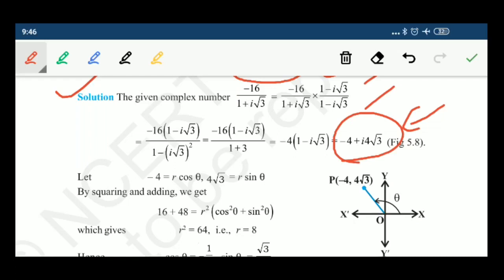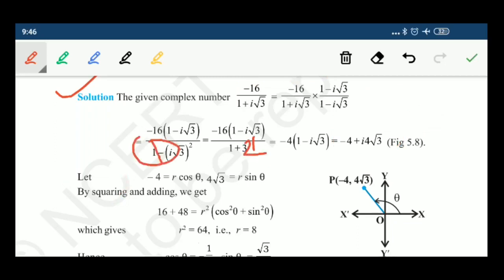We know that z is equal to r cos theta plus iota sin theta, and then you can compare real parts to real parts and imaginary parts to imaginary parts. After comparing them, you will get the real part, minus 4, is equal to r cos theta, and the imaginary part, 4 under root 3, is equal to r sin theta. Let us suppose this is your first equation and this is your second equation.